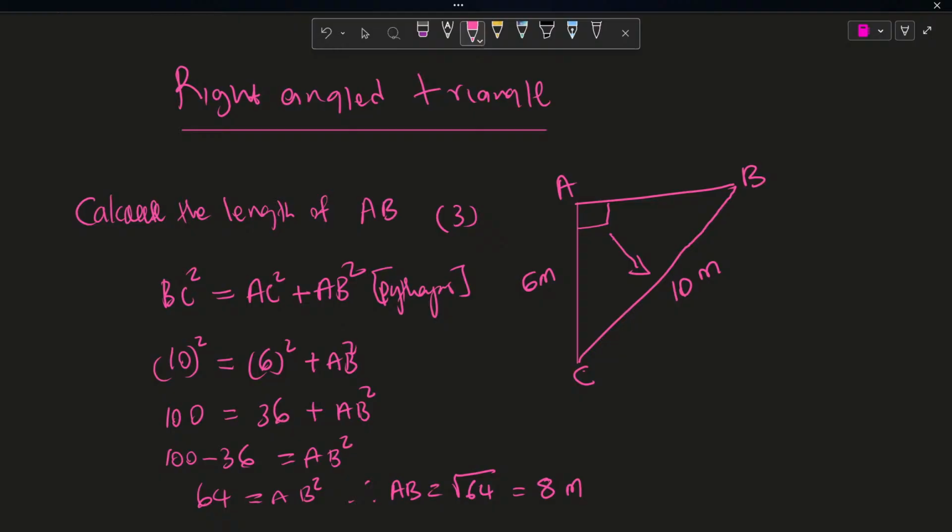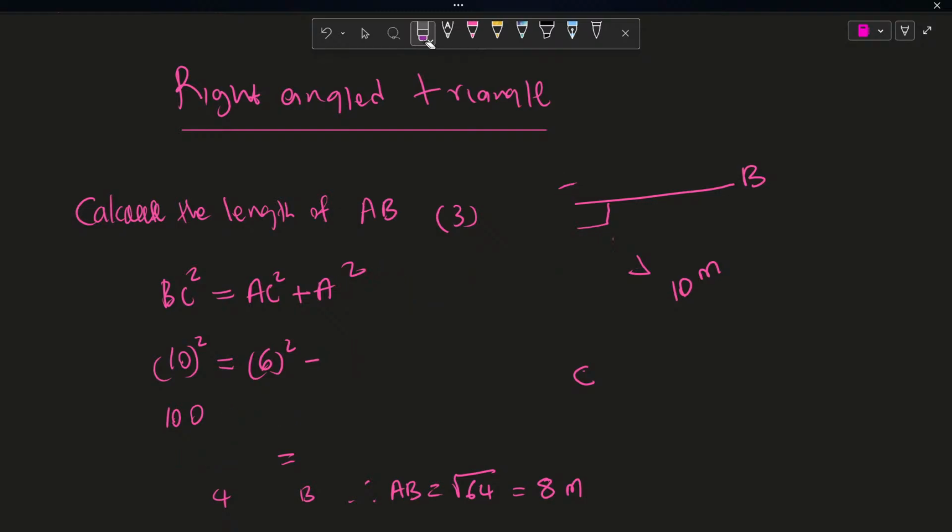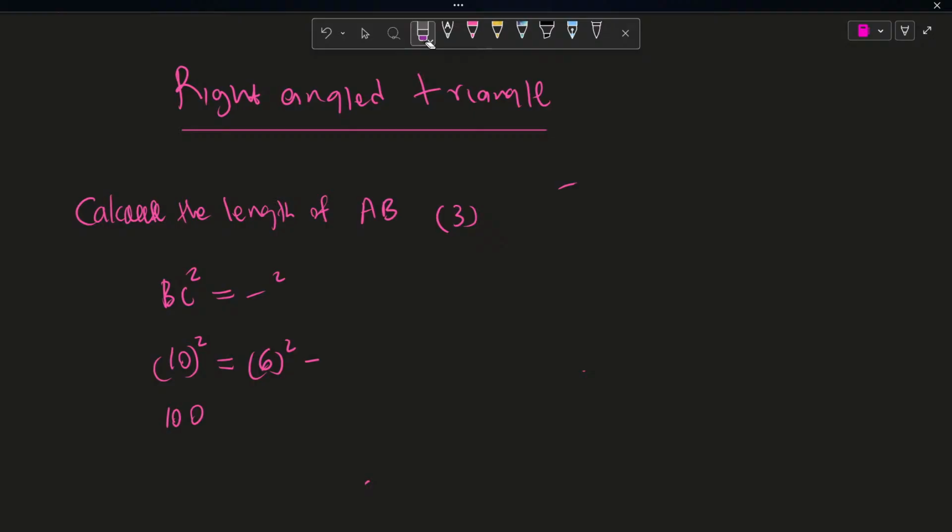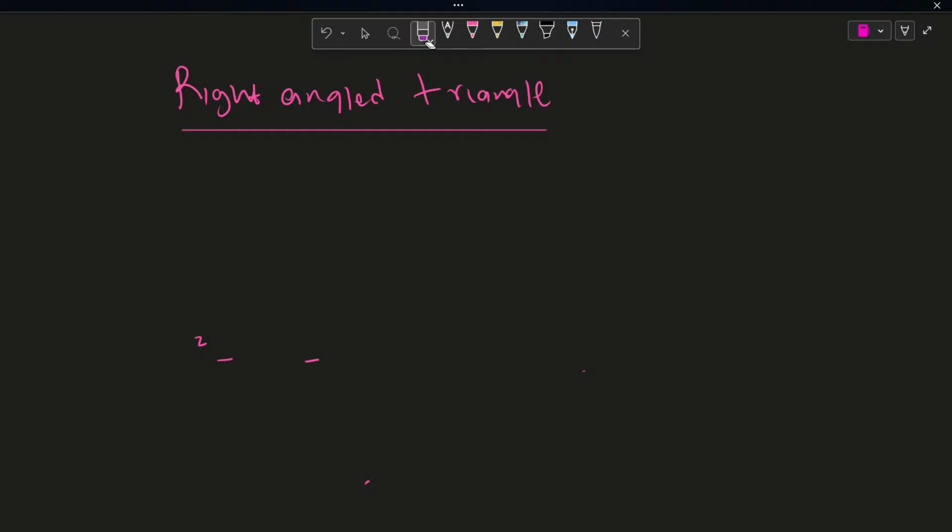Okay? I like that. Right. Now, yes, I see Faith Gift also got 8. That's brilliant, guys. You're doing a very good job.